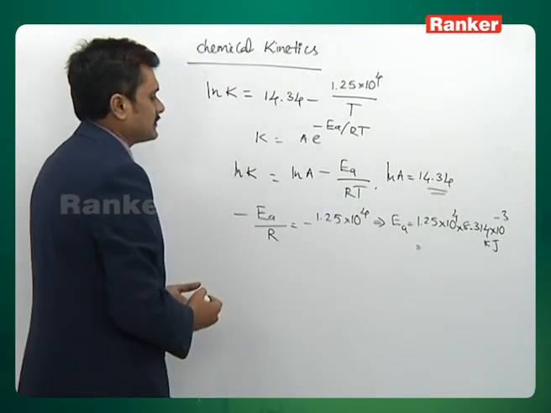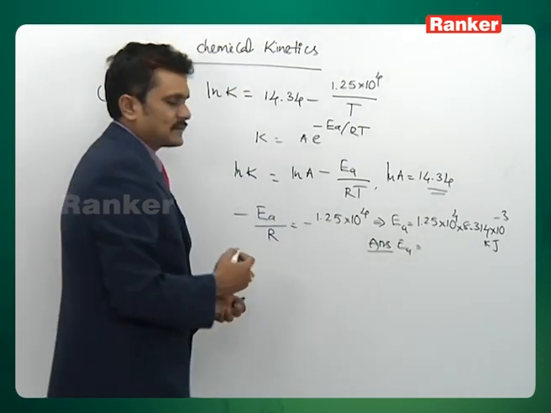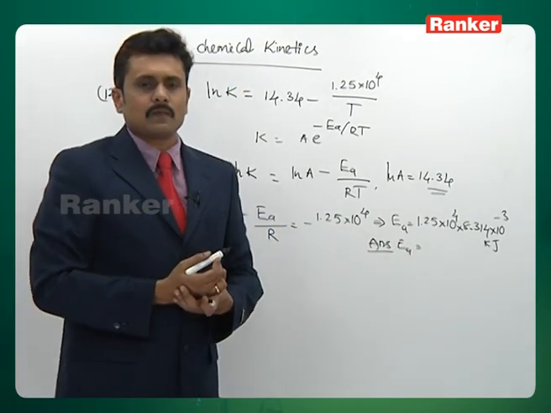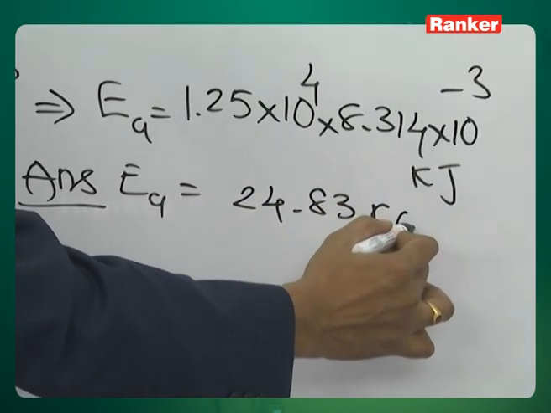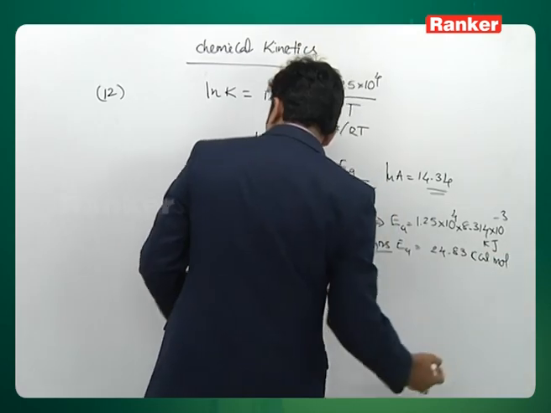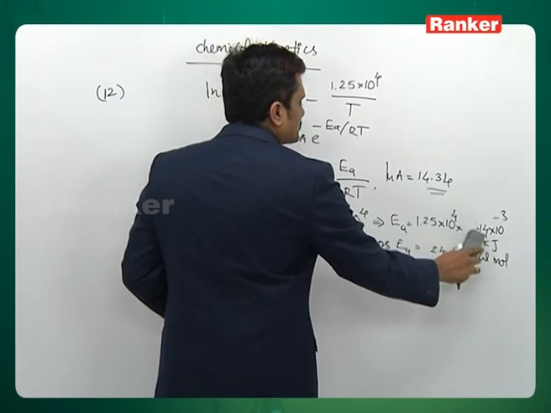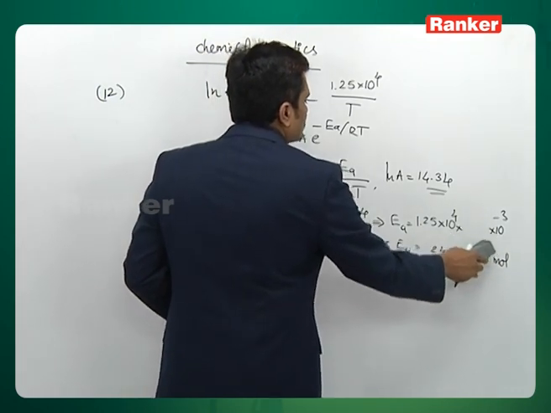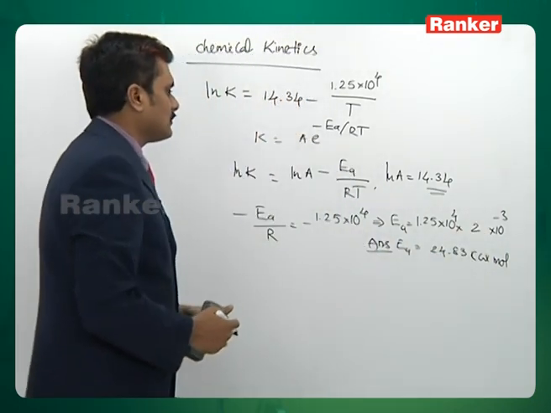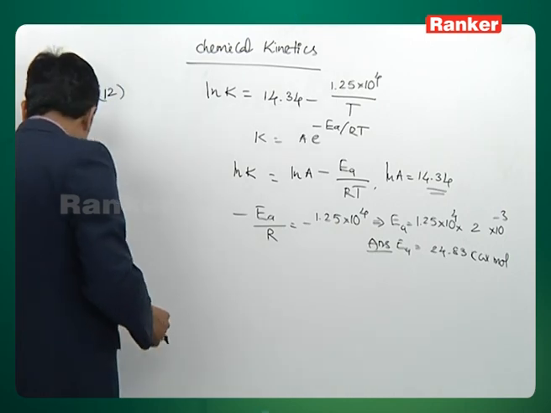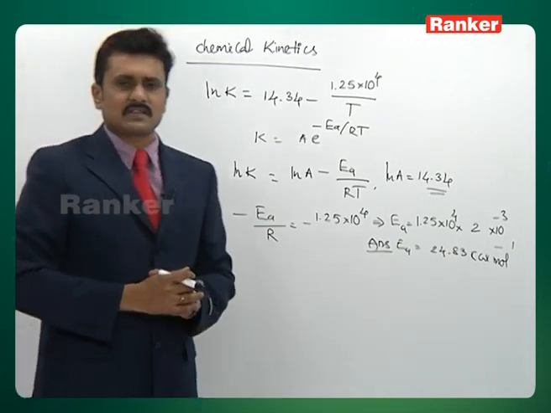So the activation energy for the given question, the first answer, is 24.83 kilocalorie per mole. When I wish to obtain this value in kilocalorie, instead of substituting R in kilojoule, I substitute the value of R in kilocalorie, that is 2 into 10 to the power minus 3 kilocalorie per mole. So this is your first question answer.